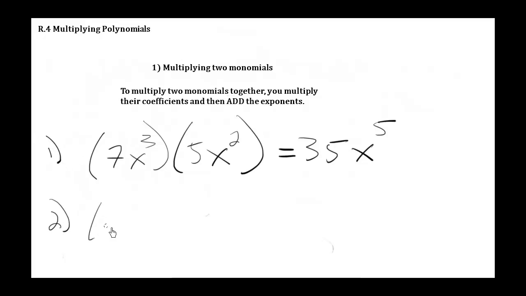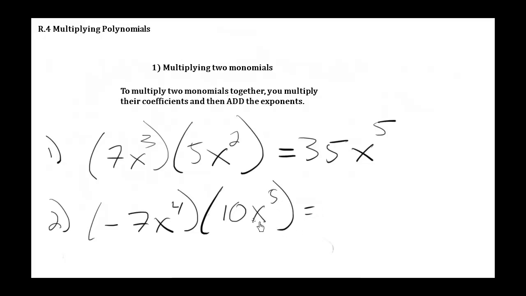Another example, let's say I have minus 7x to the 4th, and I multiply that by 10x to the 5th. I'm multiplying again, monomial, one term and one term. Multiply the coefficients, that's minus 70, and then x, add those exponents to the 9. That's multiplying monomials together.